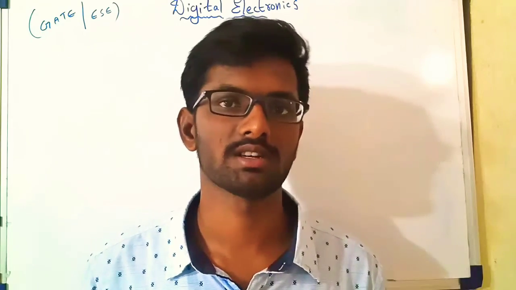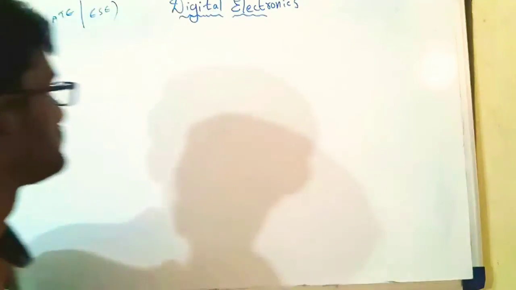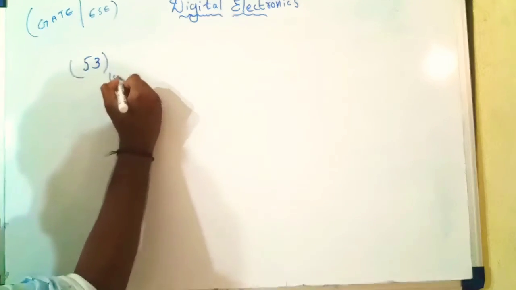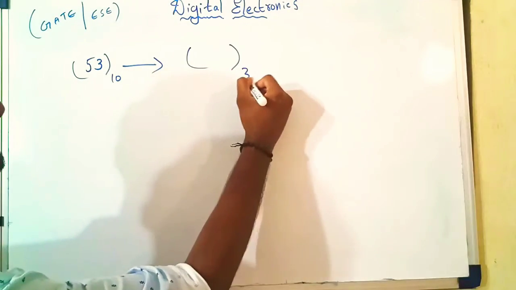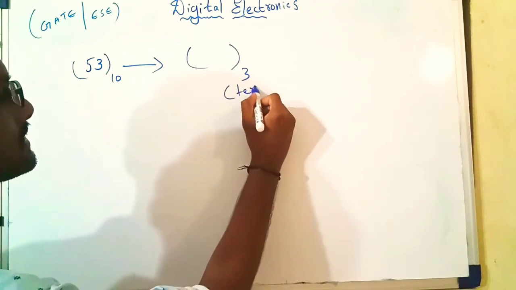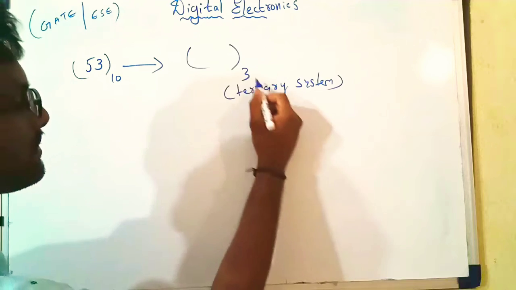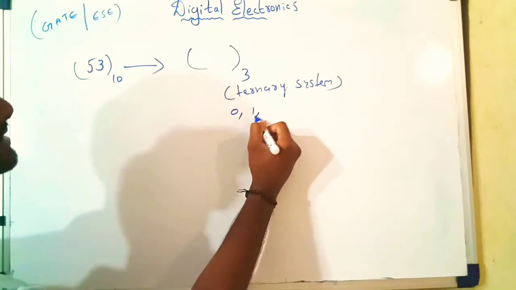In the previous session we discussed number systems. In this lecture we will see some numerical problems. Let us take an example: 53 in base 10. Convert this into the base 3 system, which is the ternary system. The base value is 3 and the digits are 0, 1 and 2.